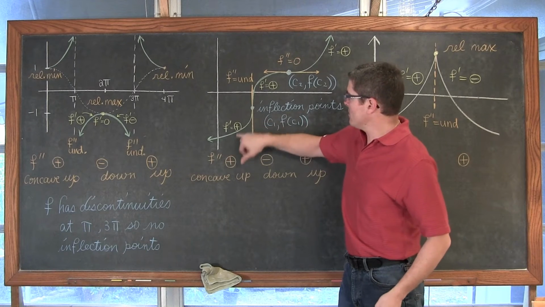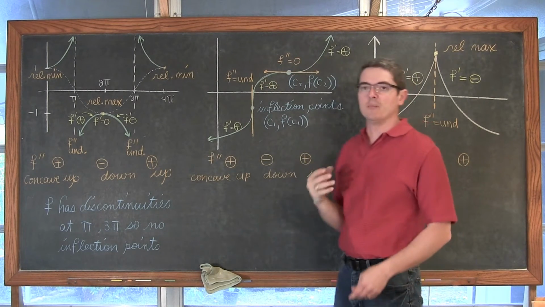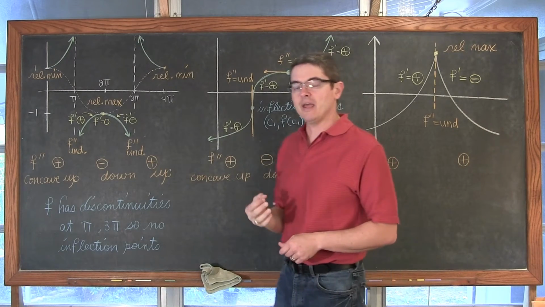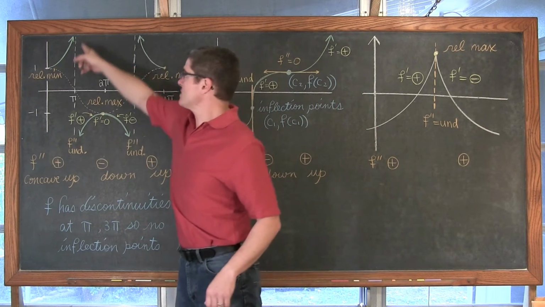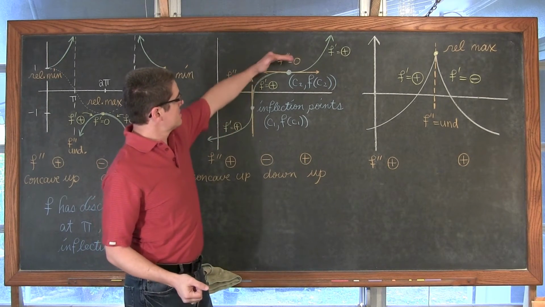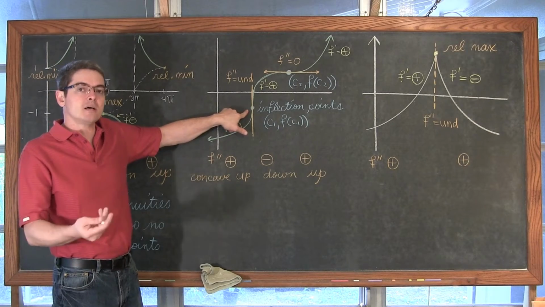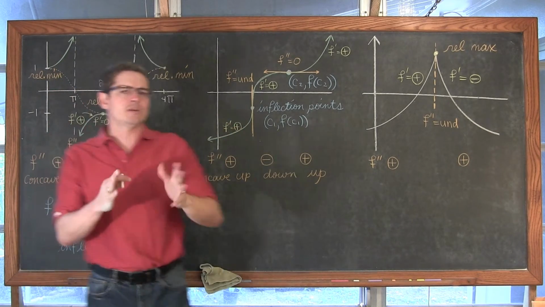This function here goes from concave up to concave down and back to concave up. You wouldn't want to try and identify an inflection point where the function is undefined. And a function can be continuous where the first and/or second derivative is undefined. So you do need to check all three things.